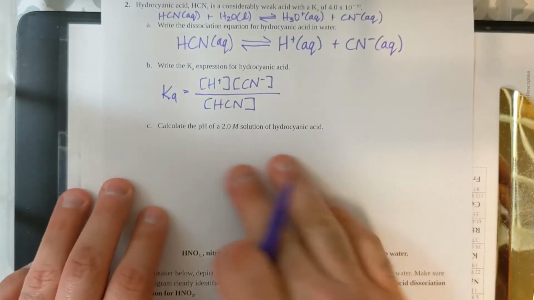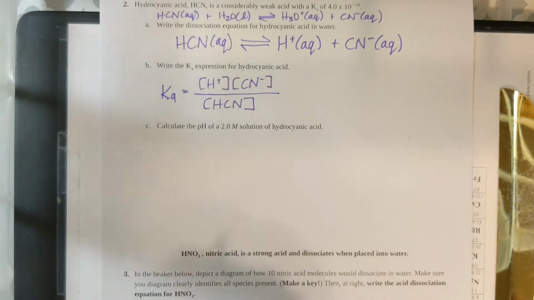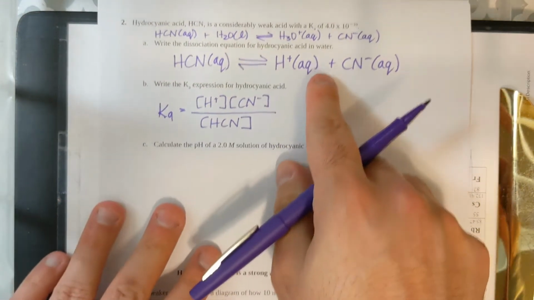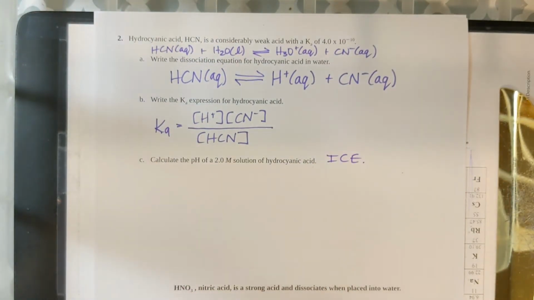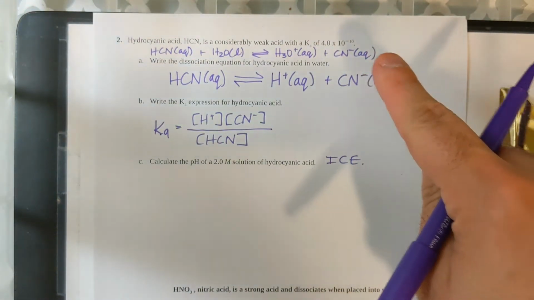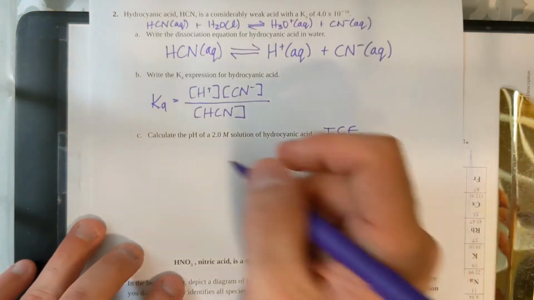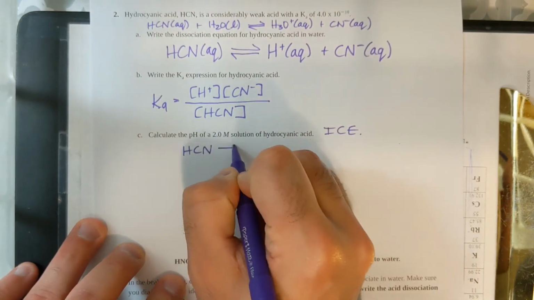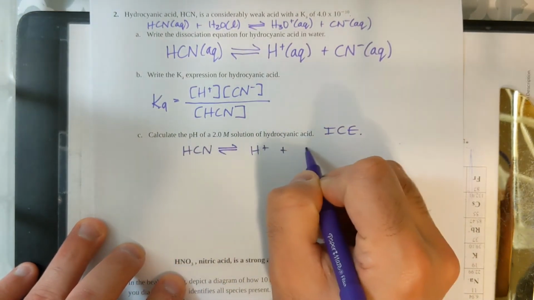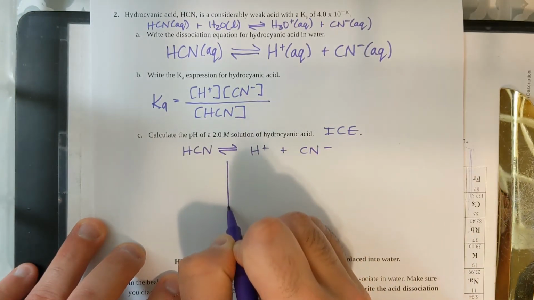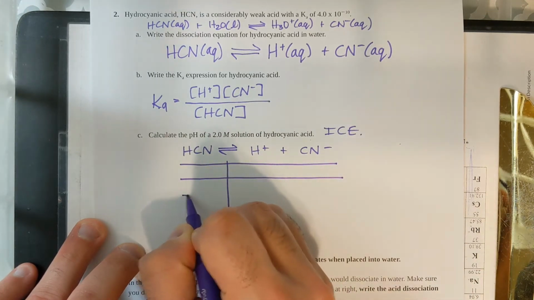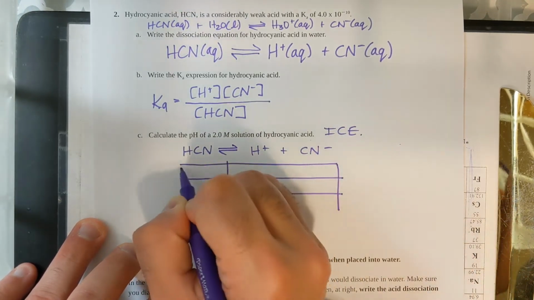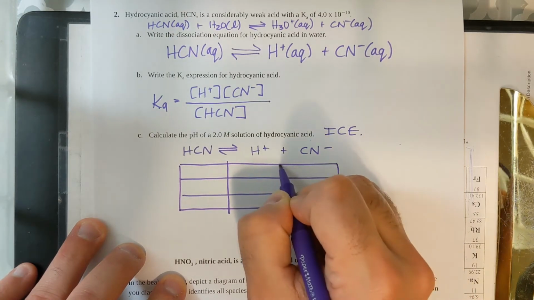And then finally, it says calculate the pH of a 2 molar solution of hydrocyanic acid. Since this is a weak acid, I'm going to need to use an ICE table because I don't know how much H plus is going to dissociate unless I use the equilibrium dissociation for the acid. So I'm going to rewrite the dissociation expression, HCN, H plus, CN minus, and set myself up an ICE table. Give myself my ICE.